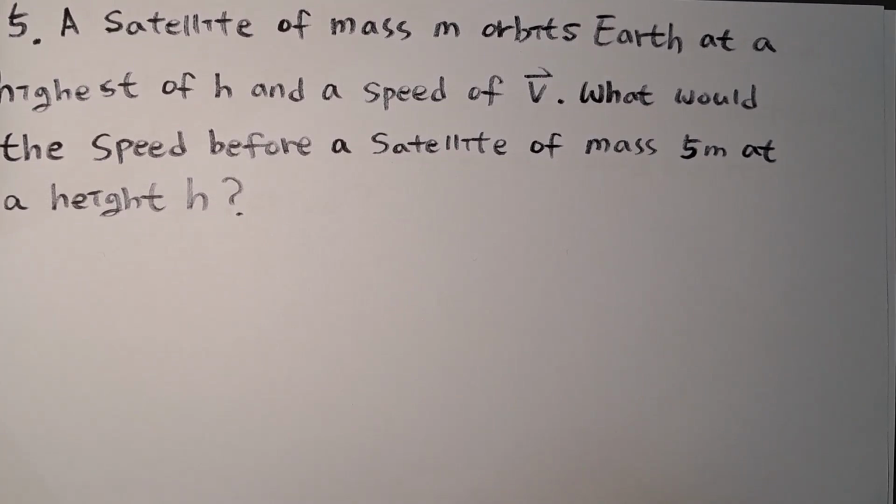A satellite of mass m orbits Earth at a height of h and a speed of v. What would the speed be for a satellite of mass 5m at a height h?